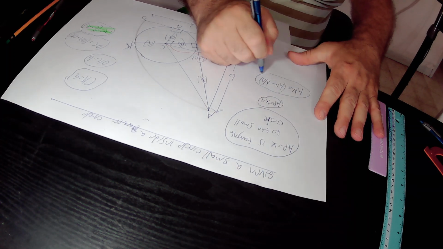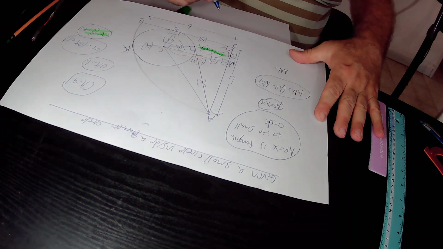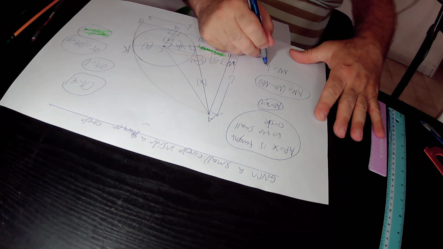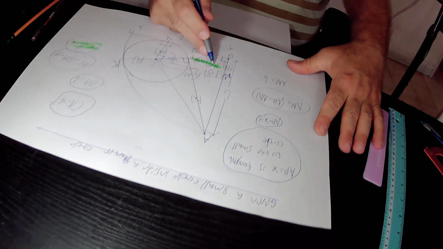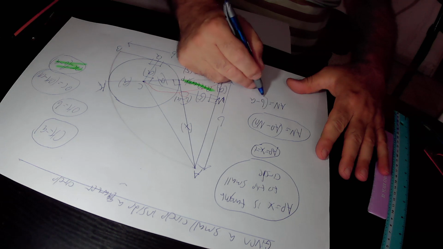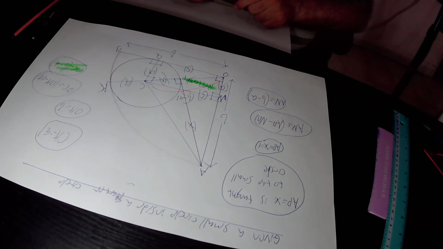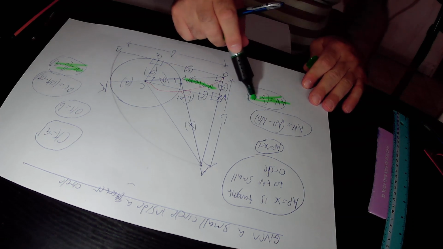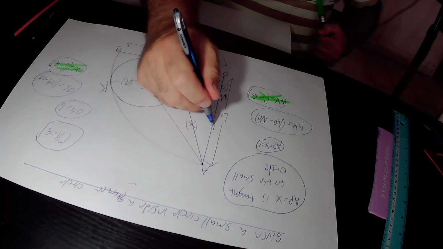So AN in total equals AO, that is B, the radius of the quarter circle, minus NO. We just found out that NO equals A. So in total, AN equals B minus A units in its length.